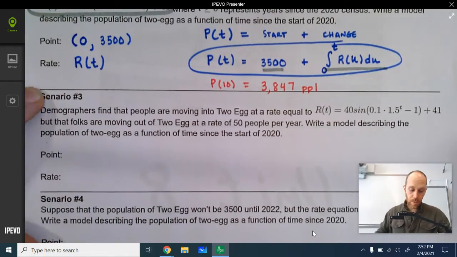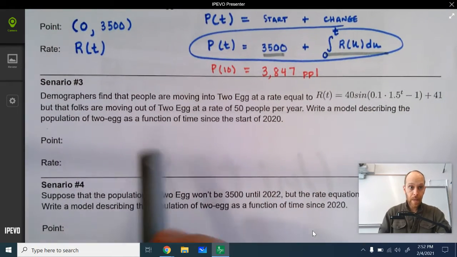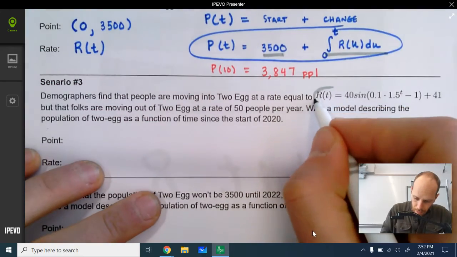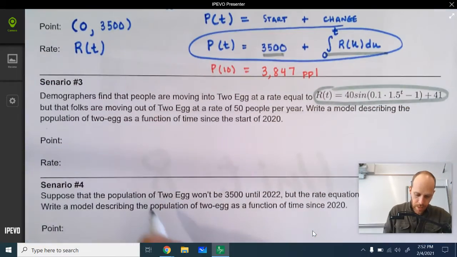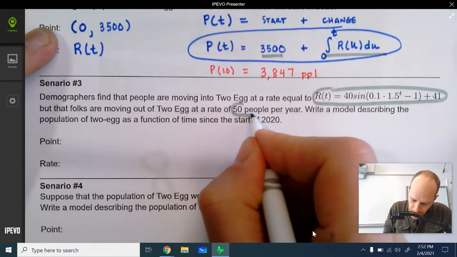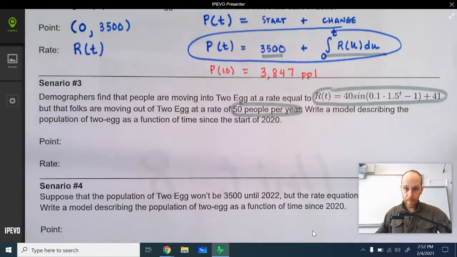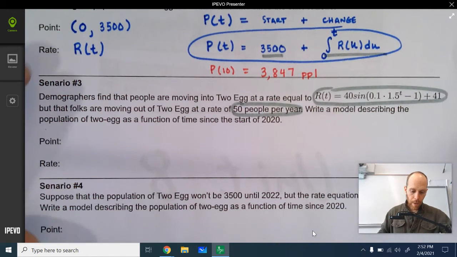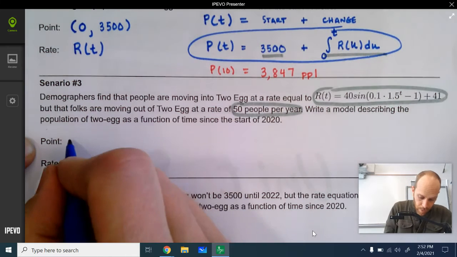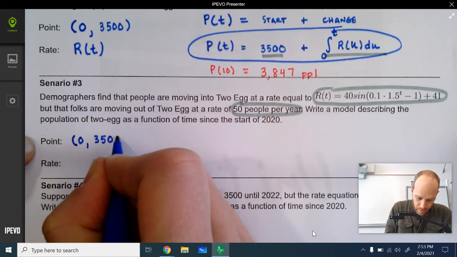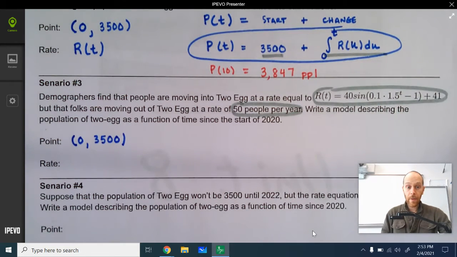Now let's go to yet another scenario. Demographers find that people are moving into 2egg at a rate that is equal to this, so that hasn't changed. But folks are also moving out at a rate of 50 people per year. Write a model describing the population. Okay, well, has the point changed? No. The point is still that at time 0, there were 3,500 people. But the rate of change is different.